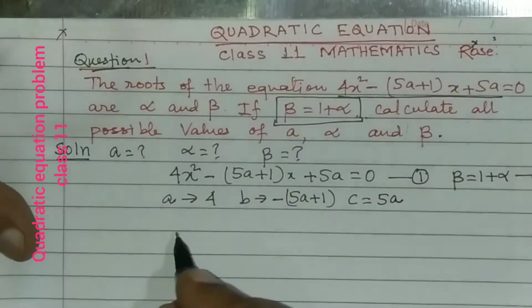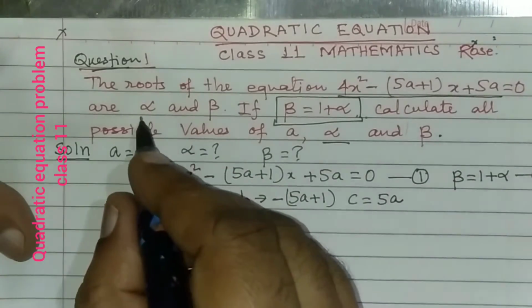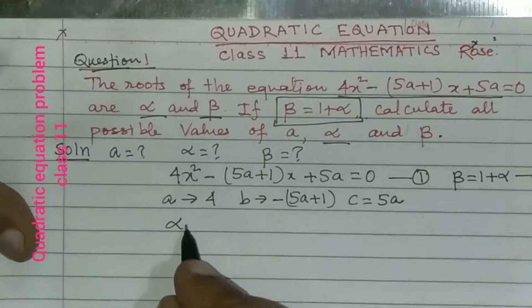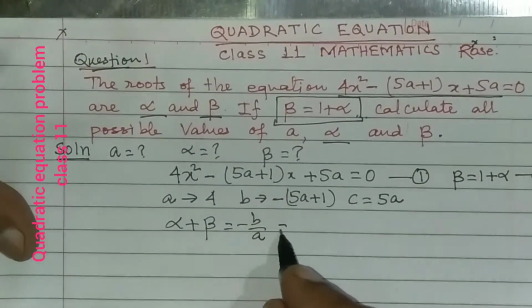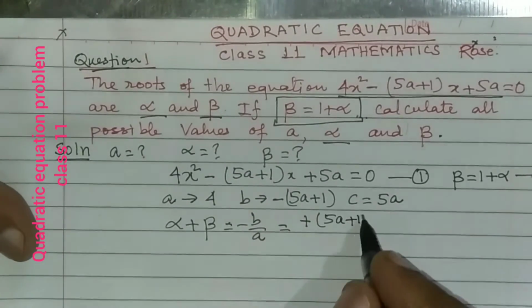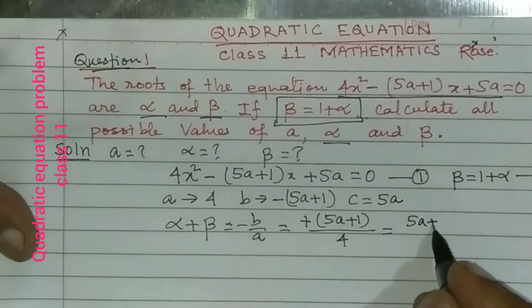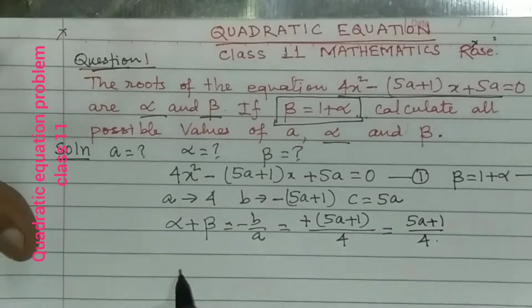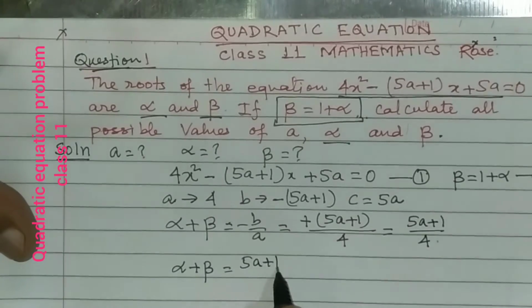Now it has two roots, alpha and beta. So sum of the roots, we know that it is minus b by a. So here minus, and this minus will cancel, so (5a plus 1) divided by 4. So sum of the roots is coming (5a plus 1) divided by 4. So we will write over here, this is (5a plus 1) divided by 4. The sum of the roots, we are getting this equation.